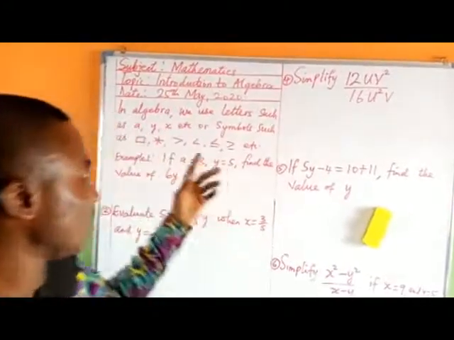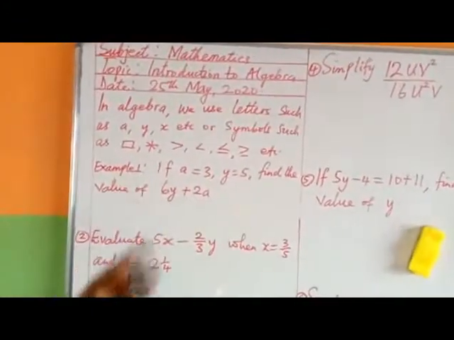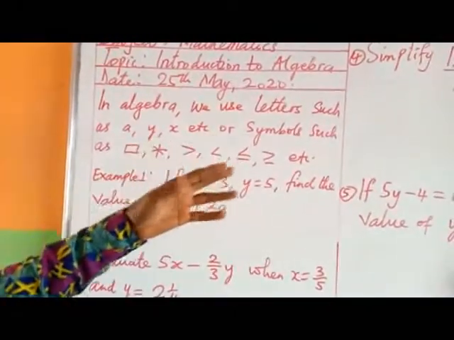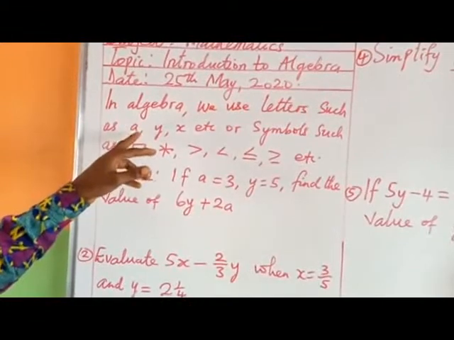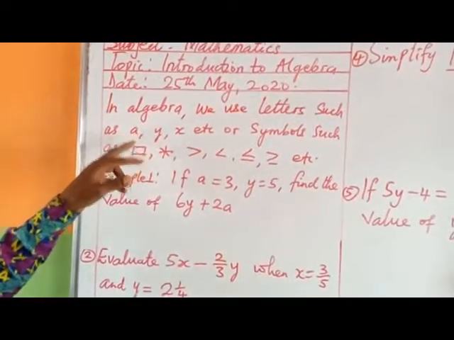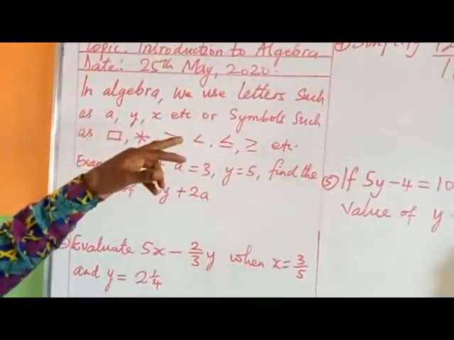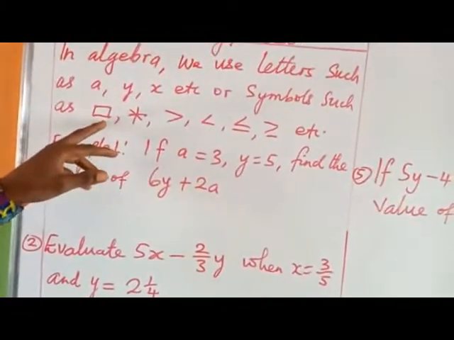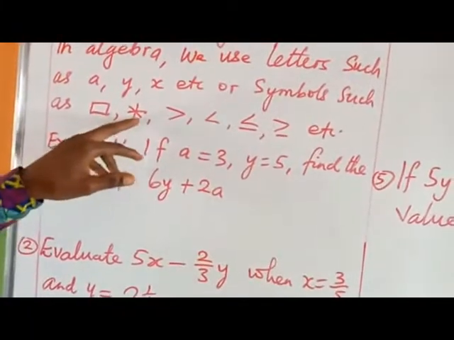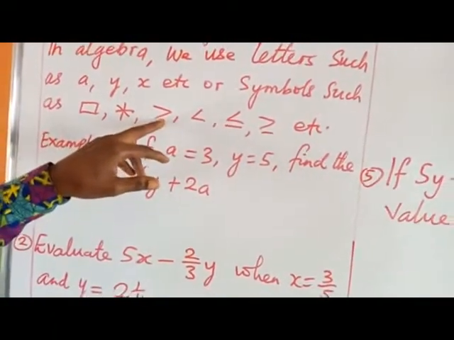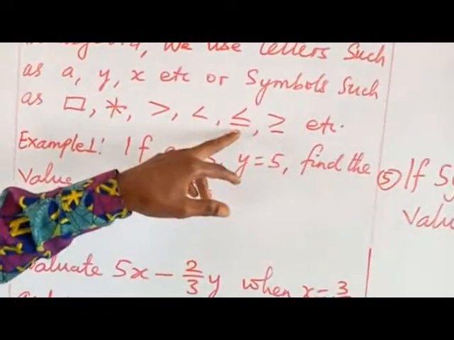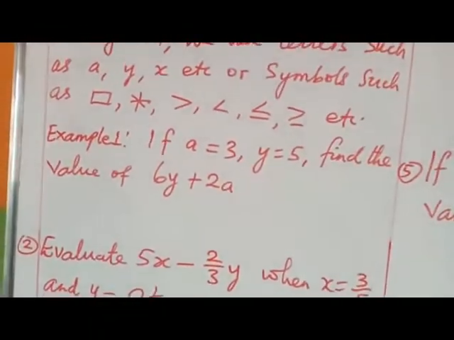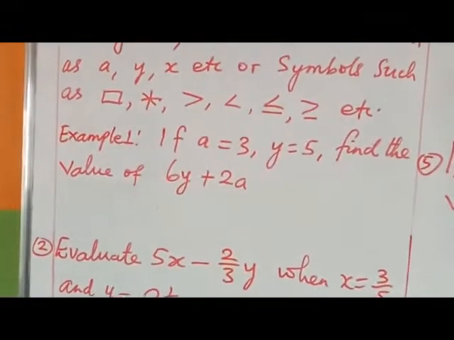We are going to study mathematics today, and the topic is Introduction to Algebra. In algebra, we use letters such as this. Some of the letters are represented here. We have small letters a, y, x, and so on and so forth. Or we use symbols, like what you've seen on the board. This is the asterisk symbol. This is greater than, less than or equal to, greater than or equal to. So these are some of the symbols that we use to represent information in algebra.